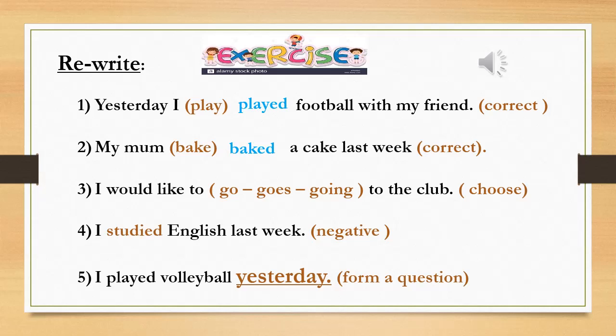What is the key word? Last week. Okay, so it means that I have to put the verb in the past. I have bake. What is the last letter? E. So I will just put D, baked. Number 3. I would like to the club. After to, you have to put the verb in the infinitive form or in the base form. So it will be go.